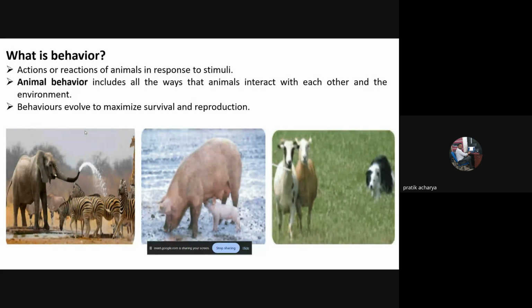And why is this behavior evolving? What is the meaning of this behavior? Why is the animal showing this kind of behavior? This is for two important purposes. One is survival, another is reproduction, because these are the internal or inherent desires of the organism. The organism wants to survive, the organism wants to multiply itself. That's why, for survival and reproduction, different kinds of behavior are shown by the organism.